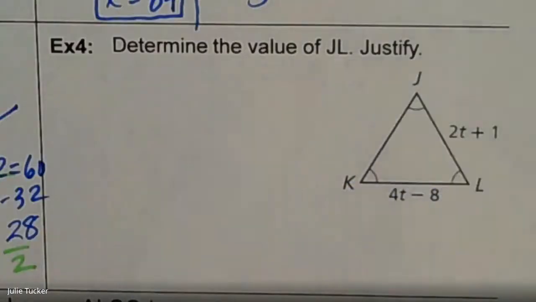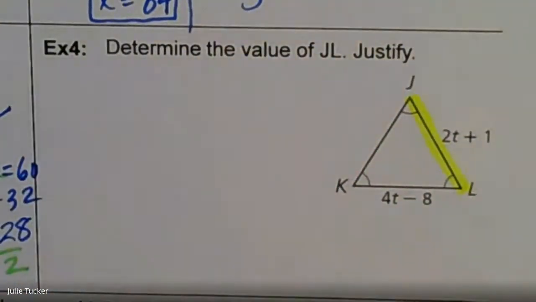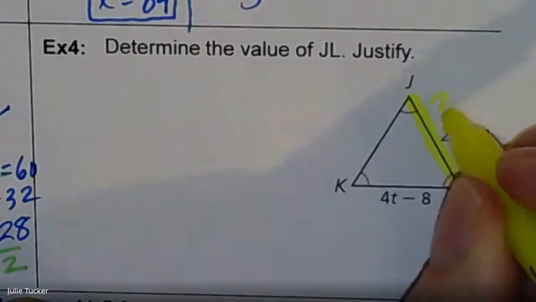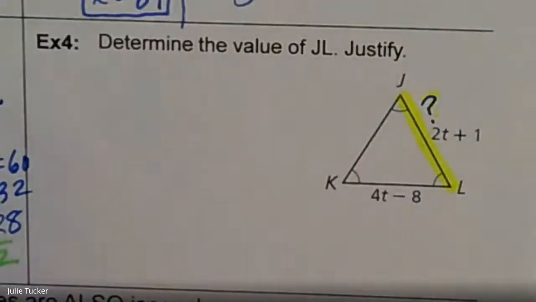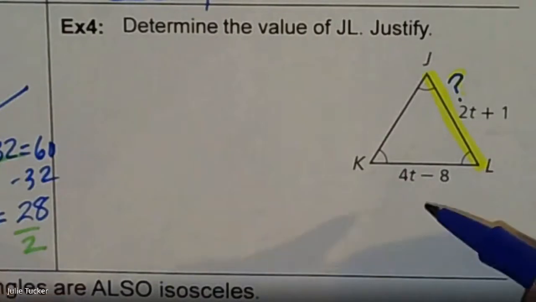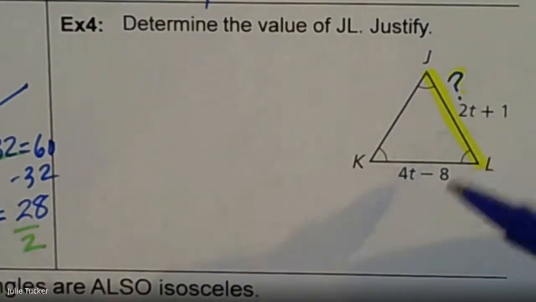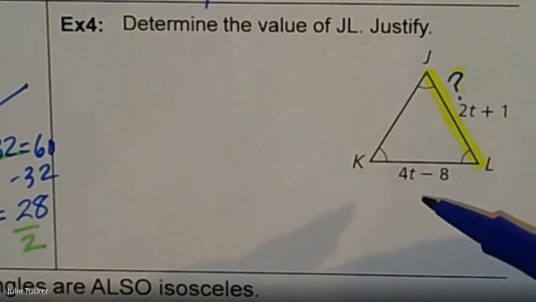Okay. Determine the value of JL. So JL is here, so I'm going to highlight that. They want to know how long that side there is. You see the variables, right? We should probably write an equation with the variables and solve it. When we solve it, it will tell us what T is. And then if you knew what T was, what could you do with that?